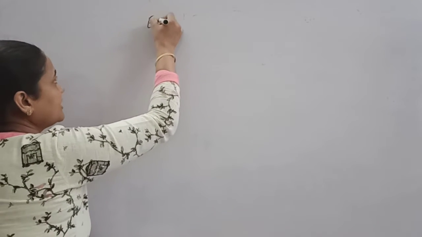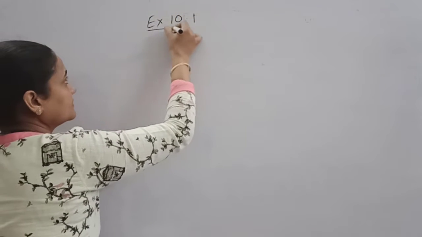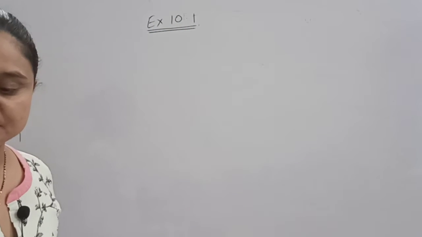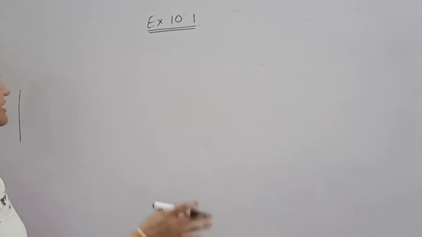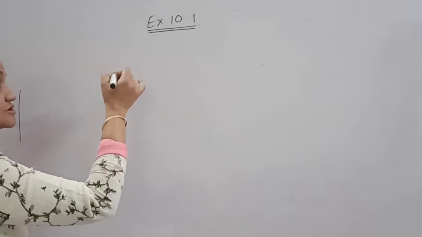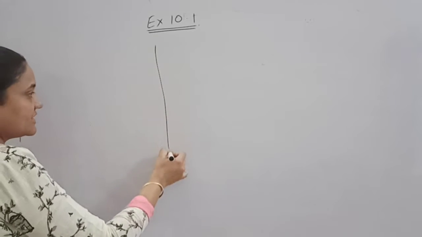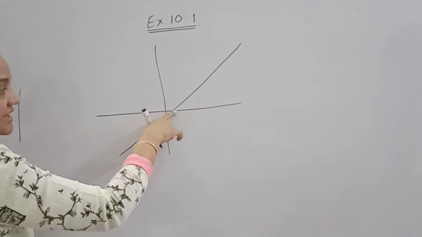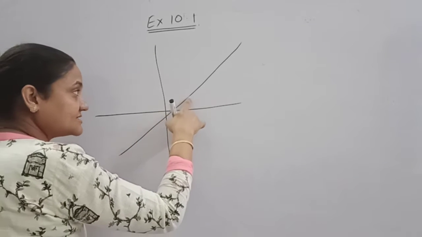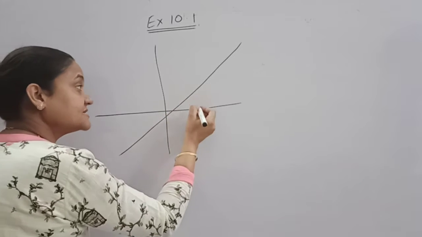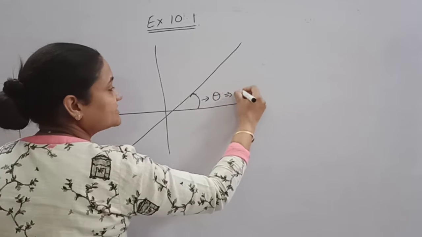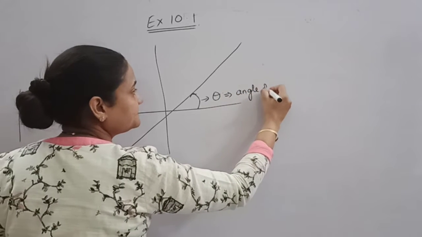Now we have to start the exercise 10.1 of the straight line. So first of all we will recapitulate what we have studied yesterday. Yesterday I told you how to find out the slope of the line. Suppose this is the y-axis, this is the x-axis. The line passing through the positive x-axis makes an angle with the positive x-axis in the anti-clockwise direction, called theta. That is the angle of inclination.